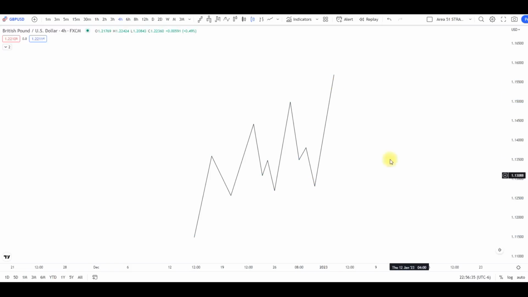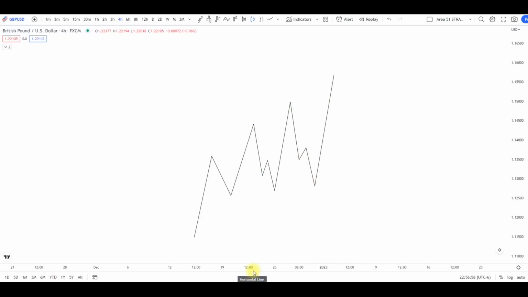All right, here we are. So liquidity is found around every swing high or swing low, or around supply and demand zones. In this case, the price is making higher highs, higher lows, higher highs, higher lows, and then higher highs.